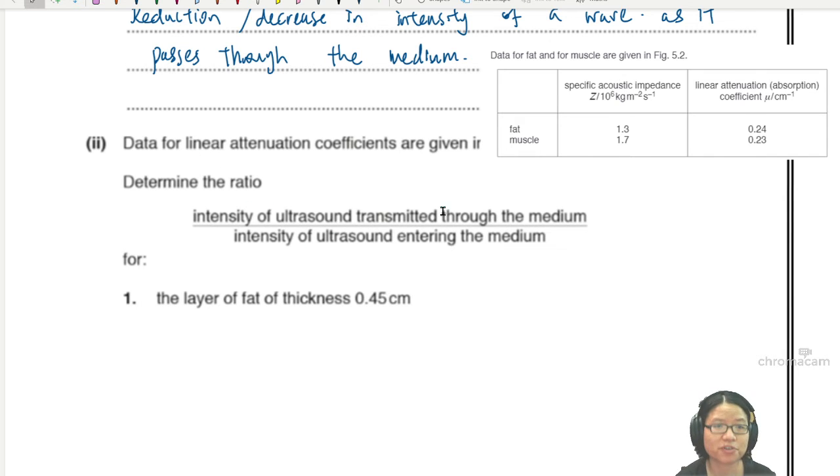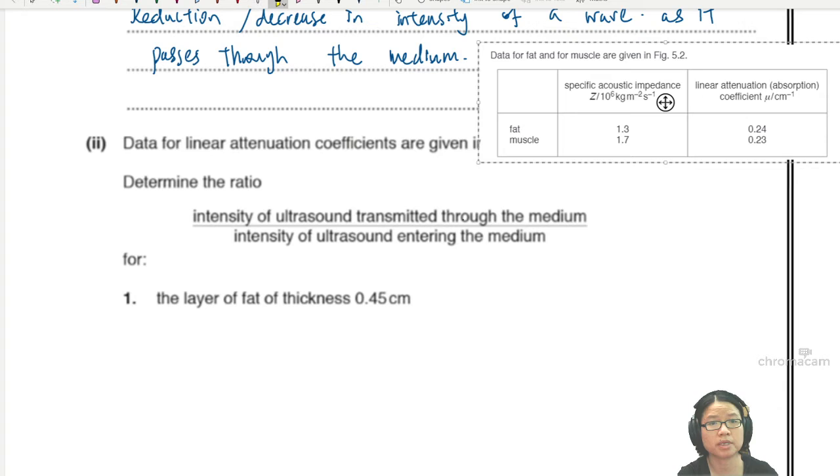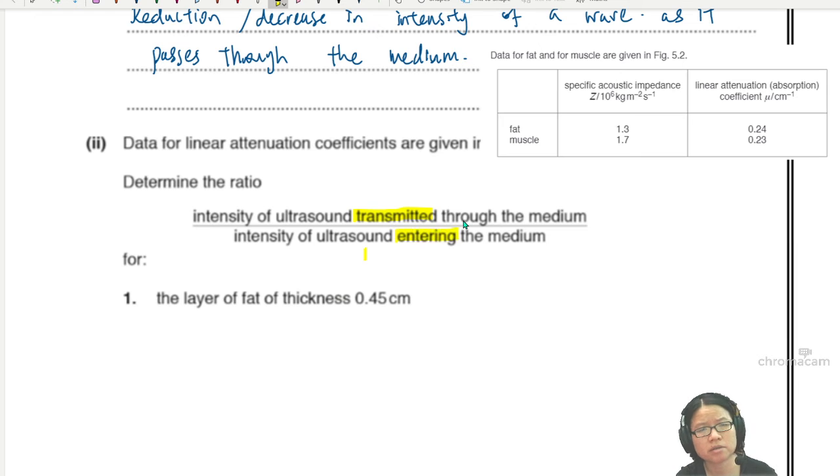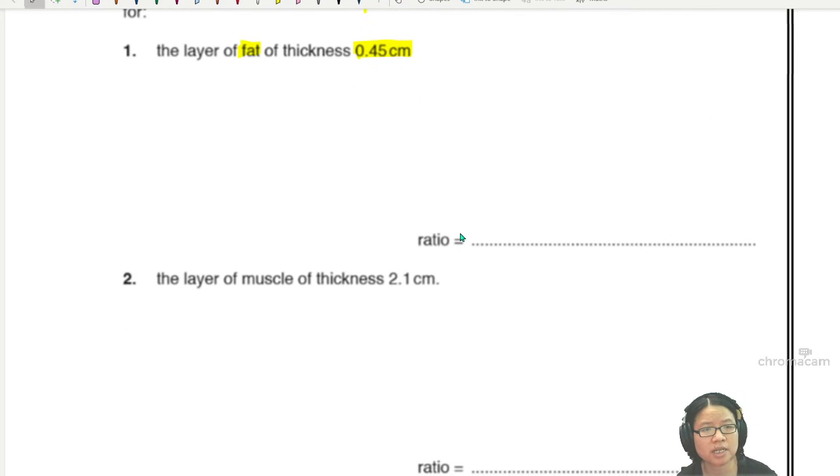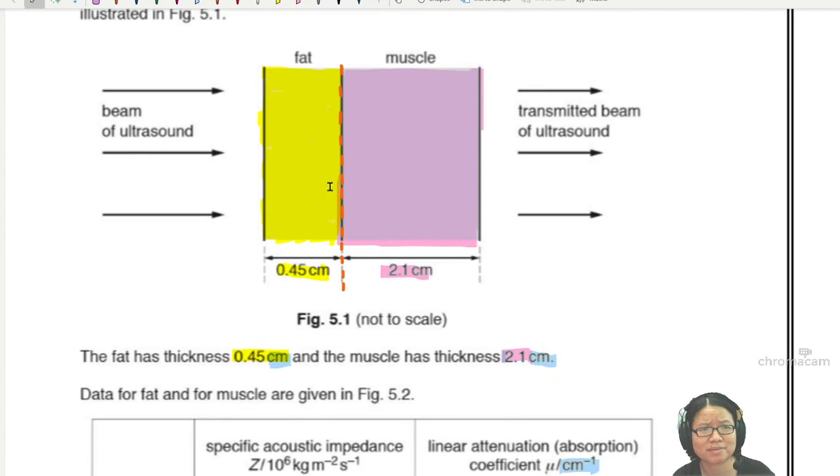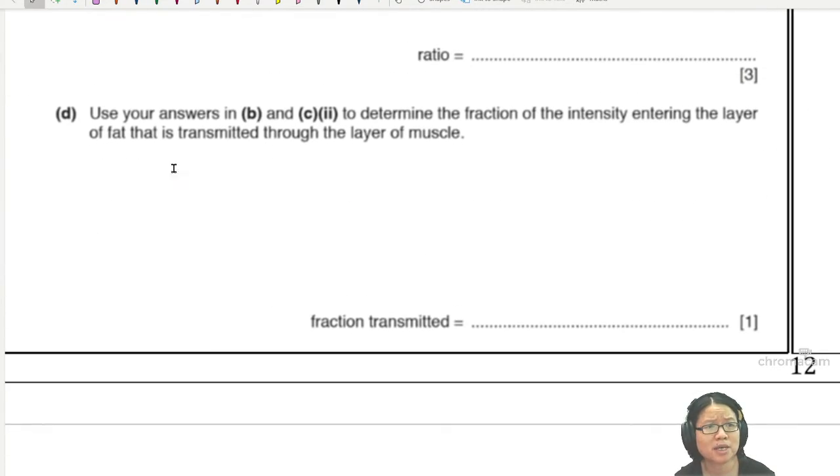So determine the ratio of intensity of ultrasound transmitted through the medium. So we want transmitted to incident, for the layer of fat of thickness 0.45 cm and the layer of muscle of thickness 2.1 cm. Thank you for telling us this; you don't have to scroll back and look at the picture. And using your answers in B and C, determine the fraction of intensity entering the layer of fat that is transmitted through the layer of muscle. Okay, one by one, we do these two first.